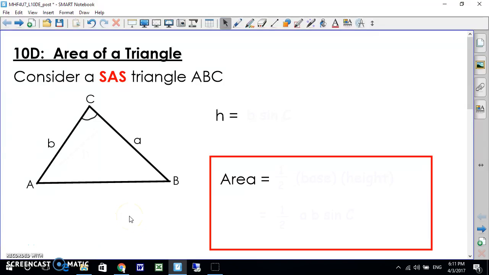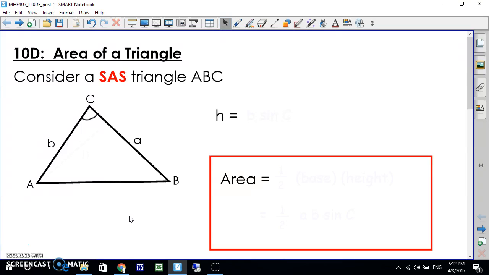Hello everyone. We're going to learn sections 10D and E in this lesson. So in section 10D, we will be looking at how we can find the area of a triangle if we have an SAS (side-angle-side) triangle.